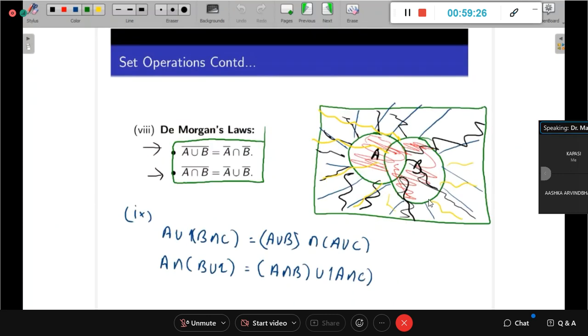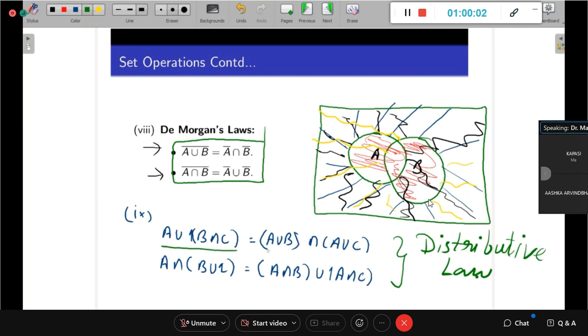Now the next result is known as the distributive law. The first one is left distributive, the distribution of union over the intersection. The second part is the distribution of intersection over the union. So you can distribute, and you can also try to verify this through a Venn diagram. I'm not going to draw it here, it's very simple.